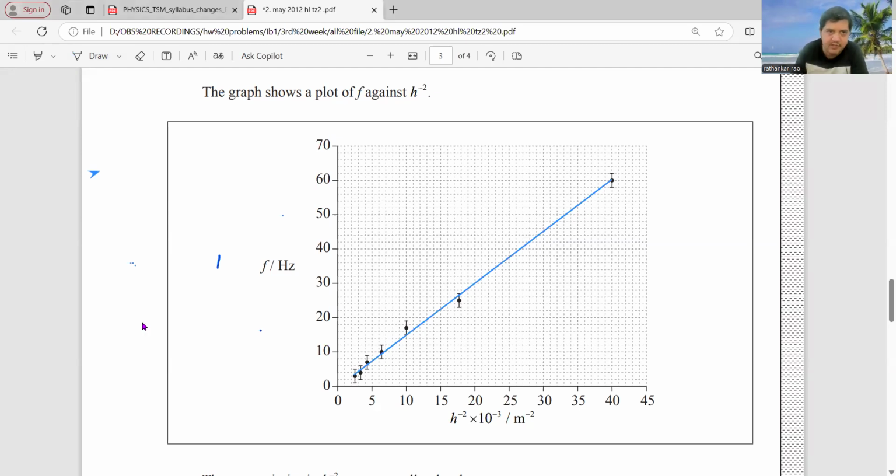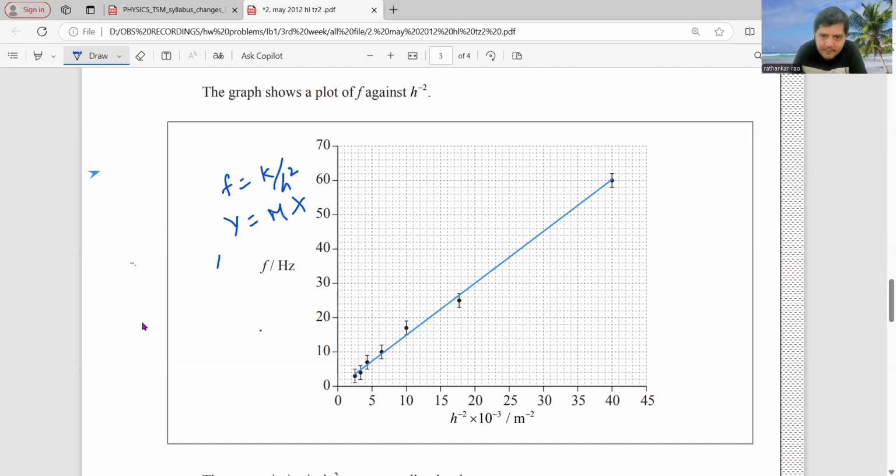So how do I fix the constant k? Now, what is given here is f equals k by h square, right? So this is your y, this 1 by h square is x, and m is nothing but the slope. Slope is nothing but k. I need to find out the slope here. Where do I find it? I take 2 points over here.